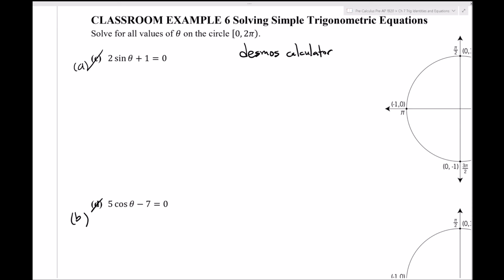But either way, so for that first one, 2 sine theta plus 1 is equal to 0. You can subtract 1 on both sides, and you get 2 sine theta is equal to negative 1. Divide by 2 on both sides, and you get sine theta is equal to negative 1/2.